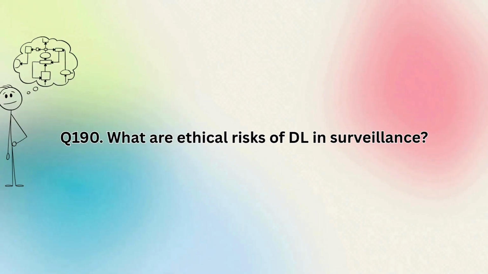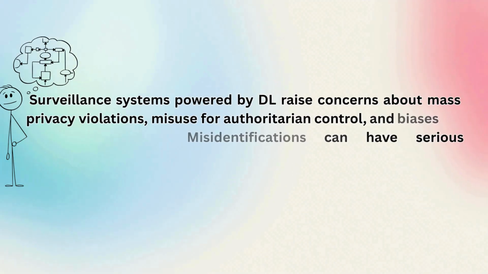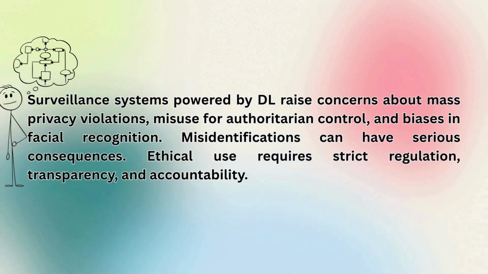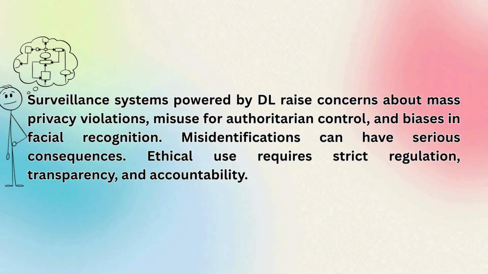What are ethical risks of DL and surveillance? Surveillance systems powered by DL raise concerns about mass privacy violations, misuse for authoritarian control, and biases in facial recognition. Misidentifications can have serious consequences. Ethical use requires strict regulation, transparency, and accountability.